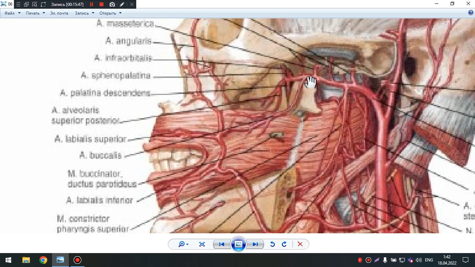On the pterygoid part, this maxillary artery gives muscular branches to the masticatory muscles. To the temporal muscle, it is the deep temporal artery. The masseteric artery supplies the masseter muscle. The medial pterygoid artery supplies the medial pterygoid muscle, and the lateral pterygoid artery supplies the lateral pterygoid muscle.